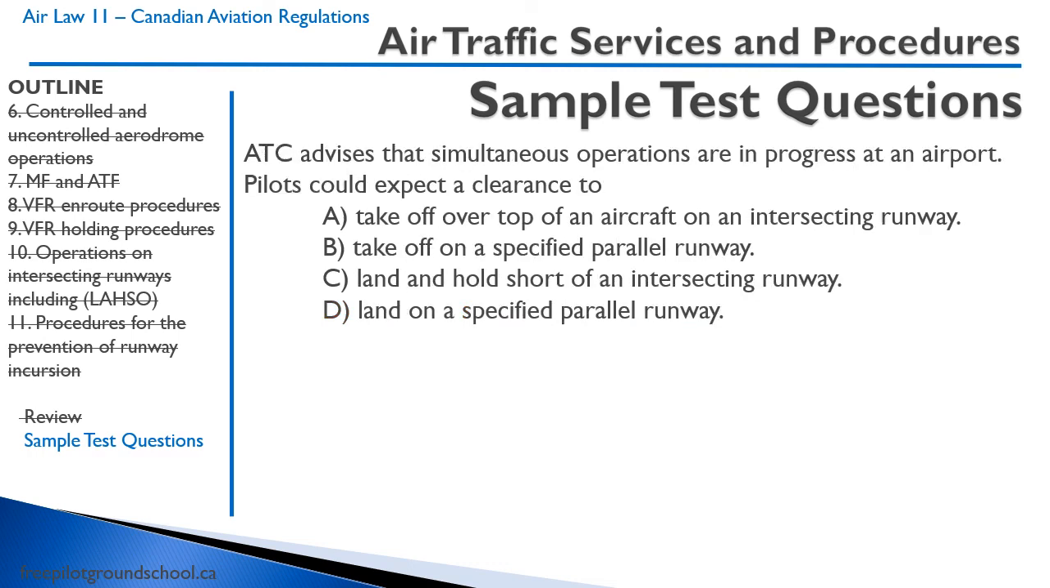ATC advises that simultaneous operations are in progress at an airport. Pilots could expect a clearance to A, take off over top of an aircraft on an intercepting runway. That sounds like a bad idea. No. B, take off on a specified parallel runway. Well, the simultaneous operations, remember, they're intersecting, so that's probably not right. C, land and hold short of an intersecting runway. Yeah, that sounds plausible. Or D, land on a specified parallel runway. Well, we already said they're intersecting, so C is the correct answer.